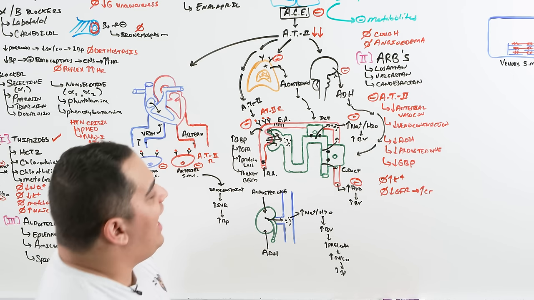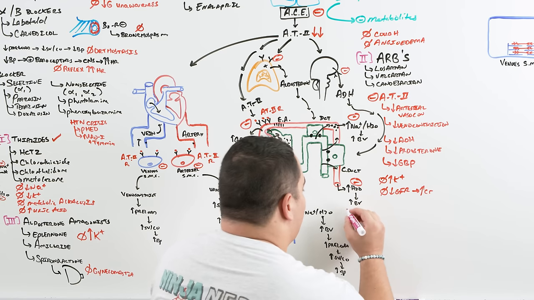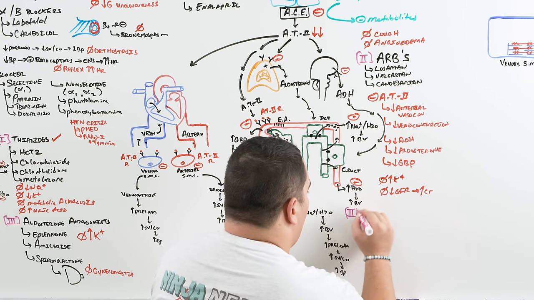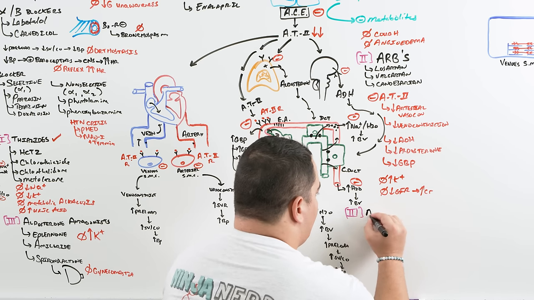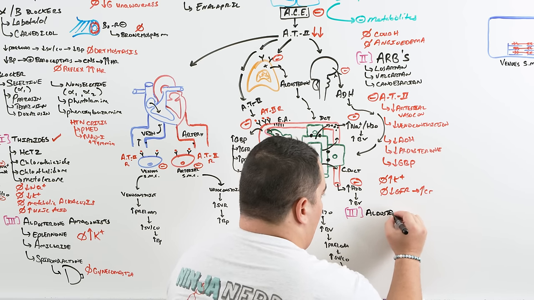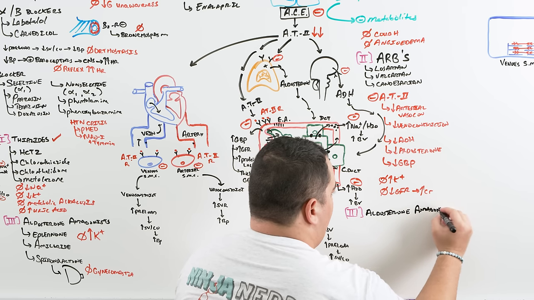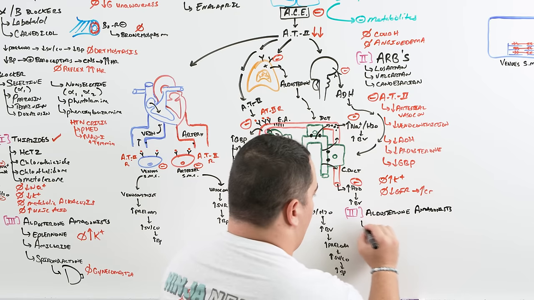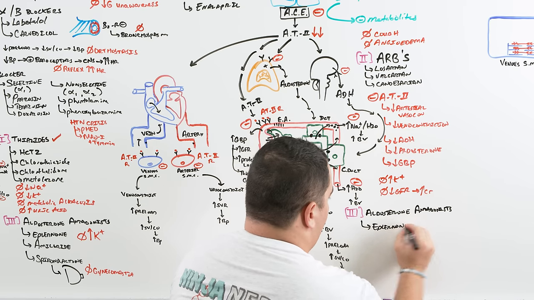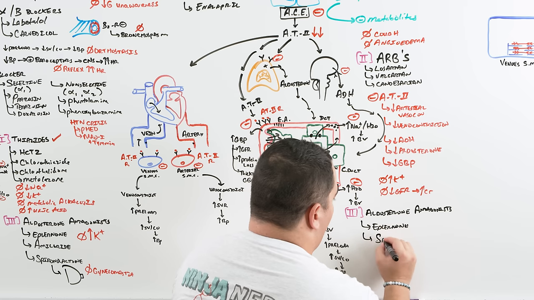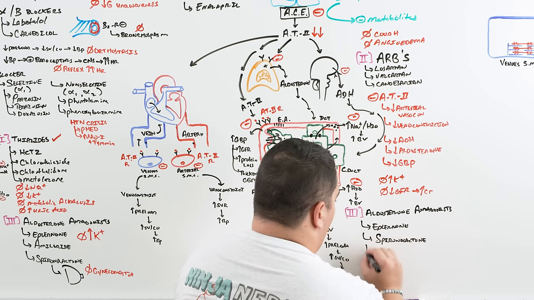Okay, the last category, my friends, is the aldosterone antagonists. And thankfully, we've already covered these, but just to recap them again, aldosterone antagonists are the third category within this drug situation here. And this is, again, your eplerenone. This is your spironolactone. And this is your amiloride.